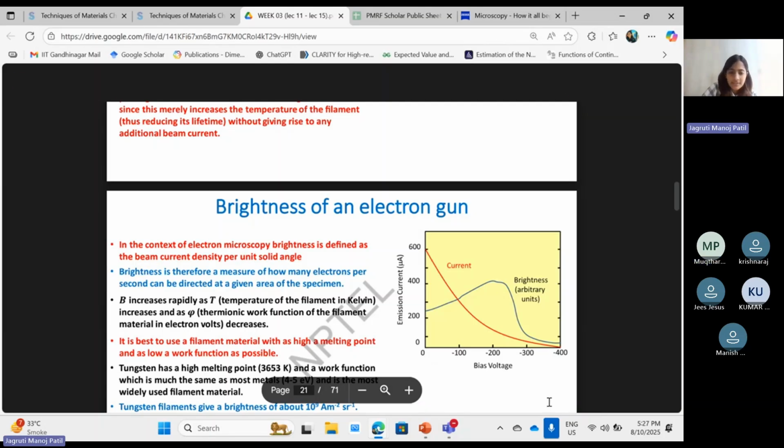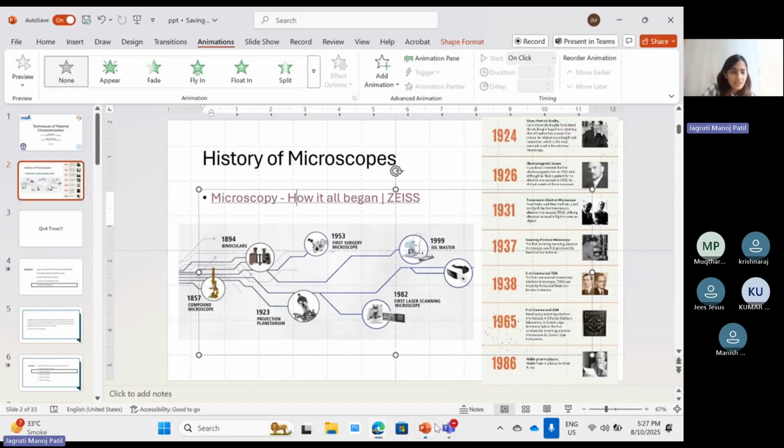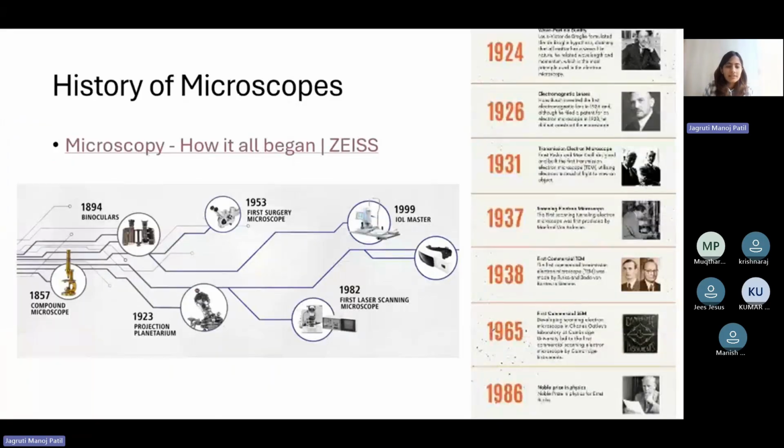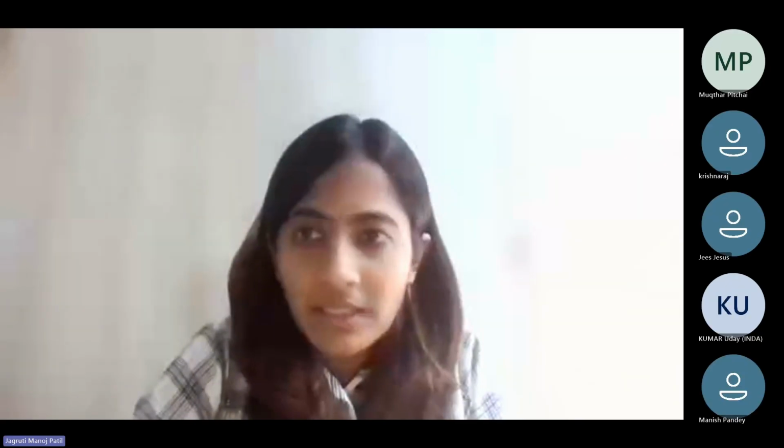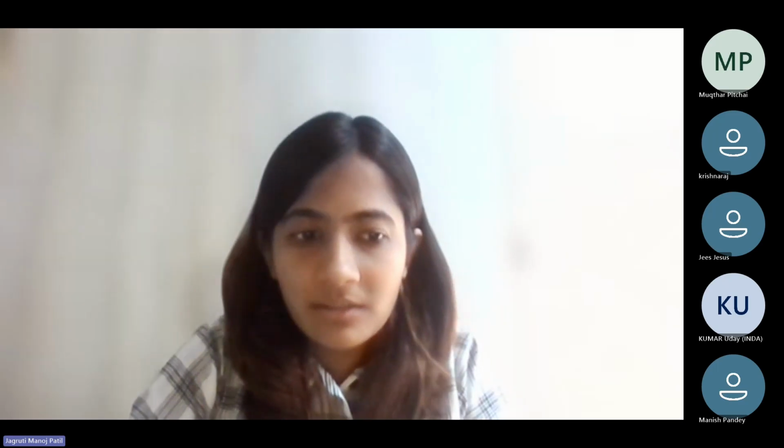Okay, so let's start the assignment for this week. Since I don't have my tablet, we'll get all the explanation in the slides that are provided to you. So Auger and secondary electrons are primarily generated from... Two minutes. I guess my net's not stable enough.